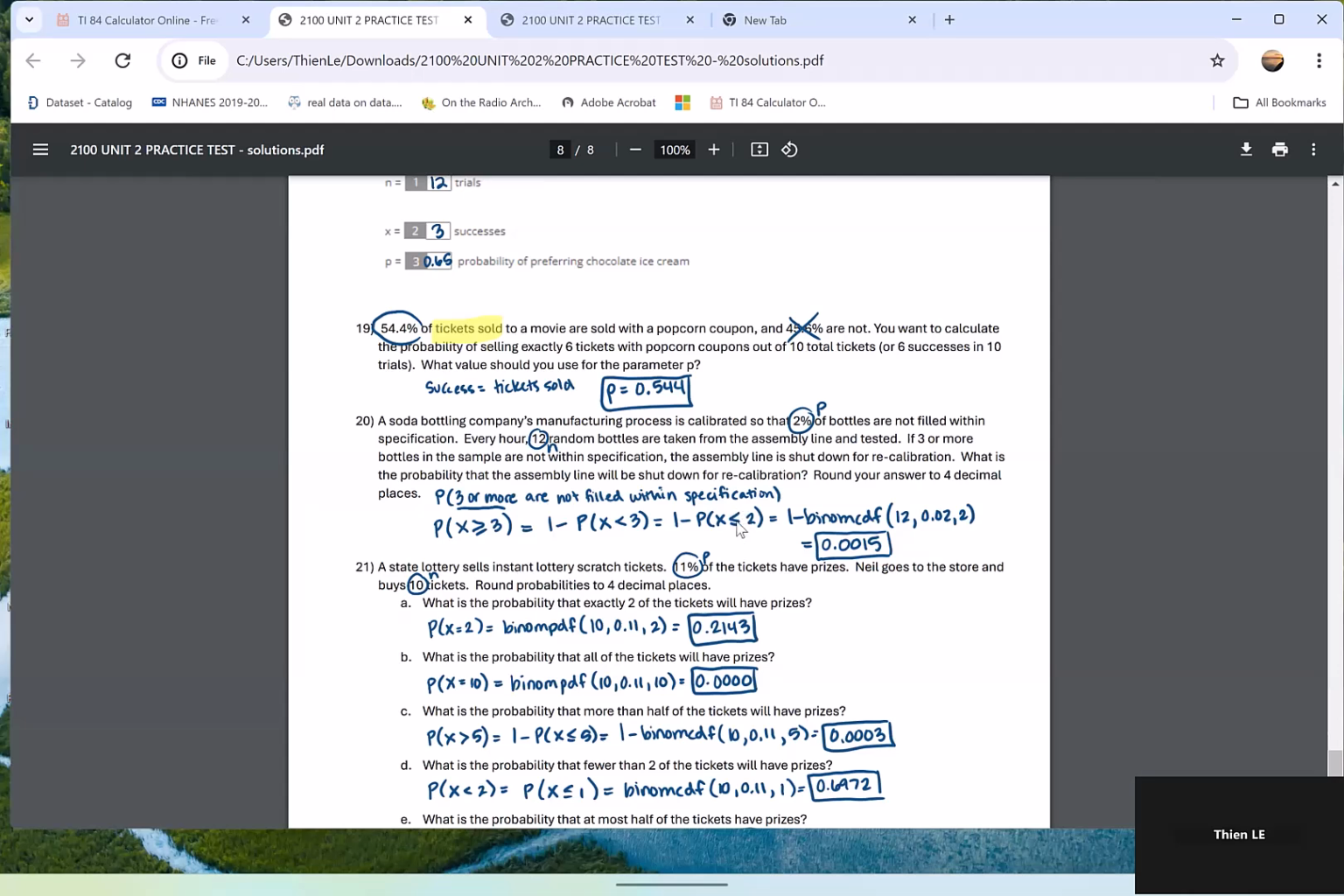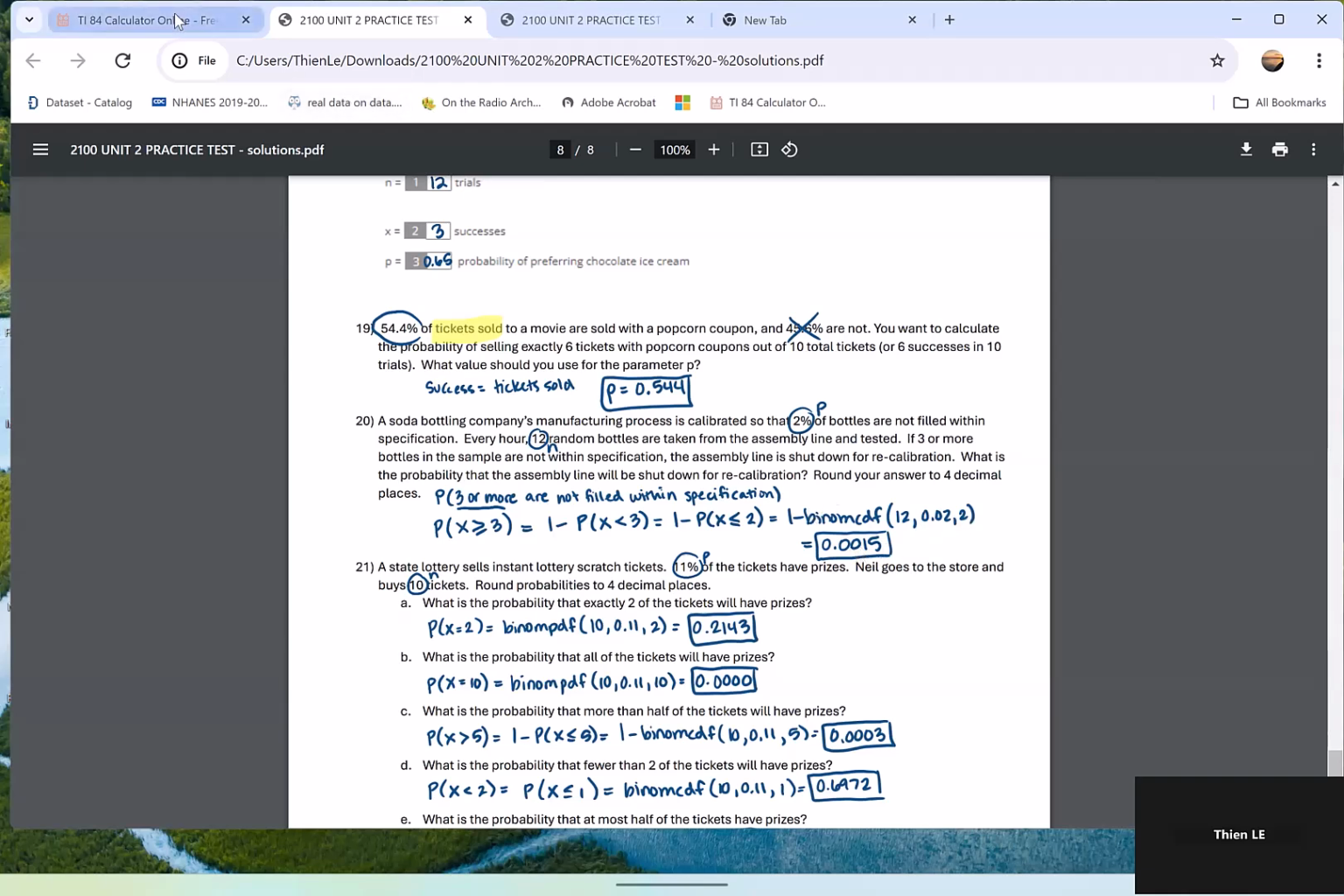For this chapter, we work with discrete distributions, so the equal sign is a serious thing. When you get to chapters 5, 6 and 7, where we have continuous distributions, you don't have to worry about the equal sign. But as long as you work with discrete data, you have to worry about the equal sign. So with that, you just plug in 1 subtract binomcdf of 12, 0.02, 2, and it should give you the answer.